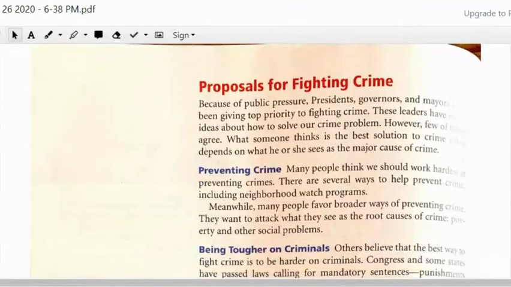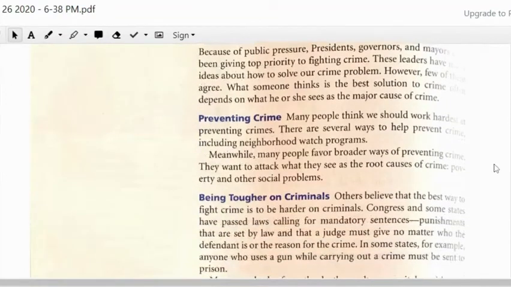Proposals for fighting crime. Because of public pressure, presidents, governors, and mayors have been giving top priority to fighting crime. These leaders have many ideas about how to solve our crime problem. However, few of them agree. What someone thinks is the best solution to crime depends on what he or she sees as the major cause of crime. Preventing crime. Many people think we should work harder at preventing crime. There are several ways to help prevent crimes, including neighborhood watch programs. Meanwhile, many people favor broader ways of preventing crime. They want to attack what they see as the root cause of crime, poverty, and other social problems.